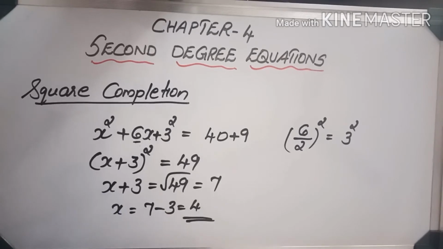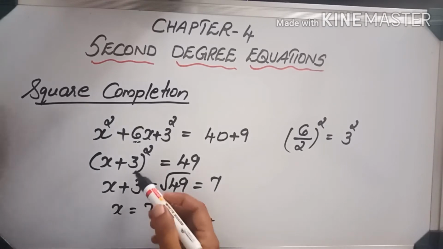Sometimes the equation will already be in a form like this. In that case, you need to write only this method. For that, you can apply product as this number, sum as this number. Which numbers give product as 3 and sum as this?